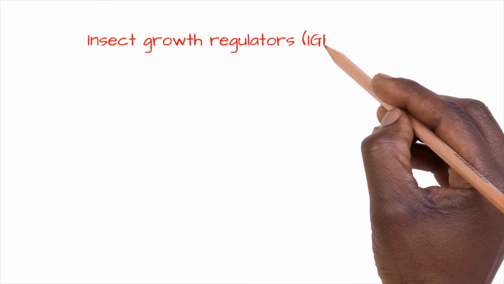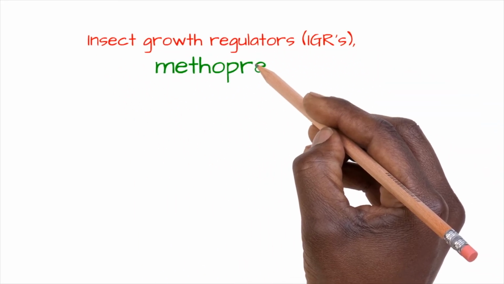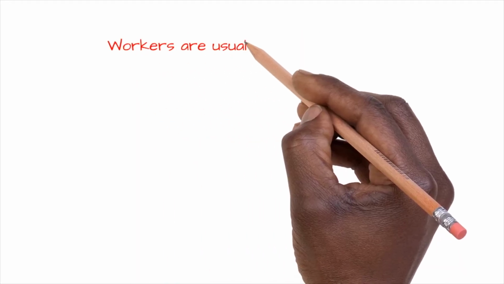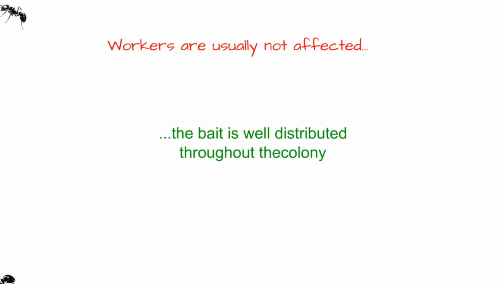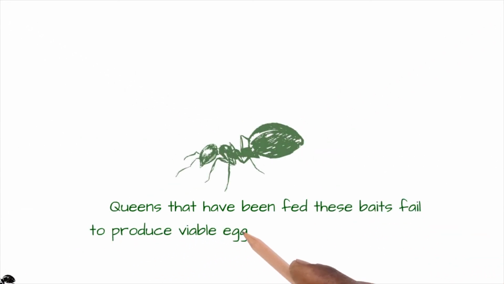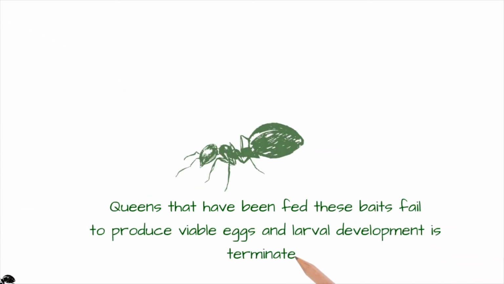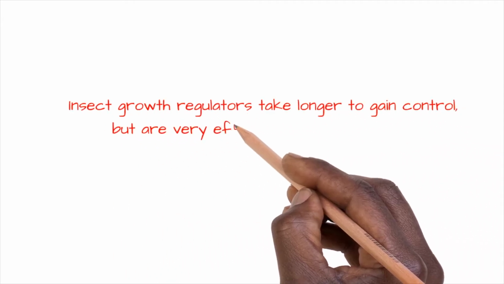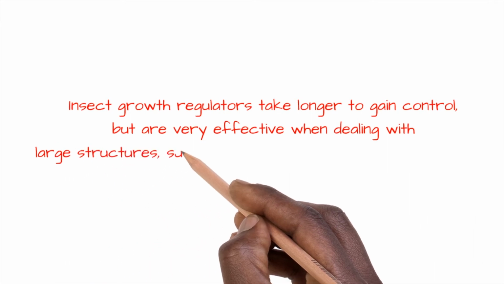Research has shown that insect growth regulators such as methoprene are effective against pharaoh ants. Workers are usually not affected, and therefore the bait is well distributed throughout the colony. Queens that have been fed these baits will fail to produce viable eggs, and larval development is terminated. Insect growth regulators take longer to gain control, but are very effective when dealing with large structures, such as hospitals with extensive infestations.